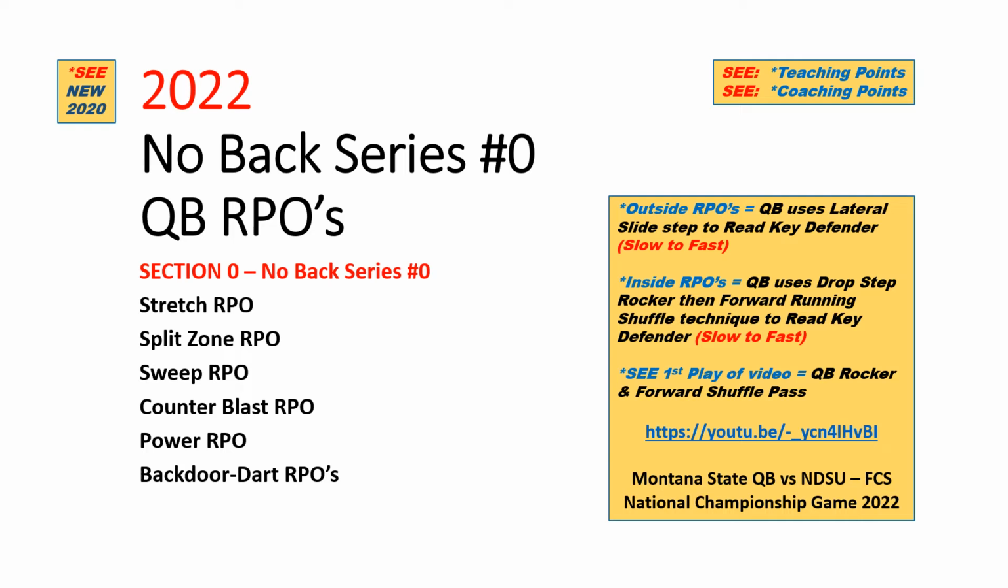Some key points here. We still want to keep our technique fairly similar. So with outside RPOs, quarterback will take his same lateral shuffle step for his read and then plant and go. The term we like to use here is be slow and then fast.